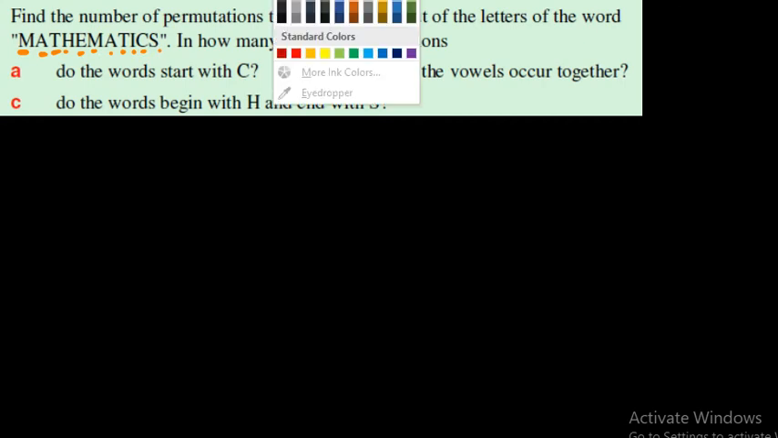When you go to the next question, it says, find the number of permutations that can be made out of the letters of the word mathematics. In how many of these permutations does the word start with C? First of all, try to count the number of letters we have here. We have 11 letters. You can count 1, 2, 3, 4, 5, 6, 7, 8, 9, 10, 11. Of course, there will be repetition.